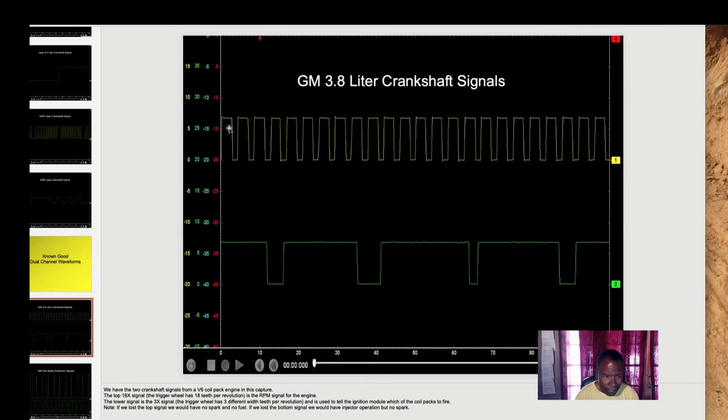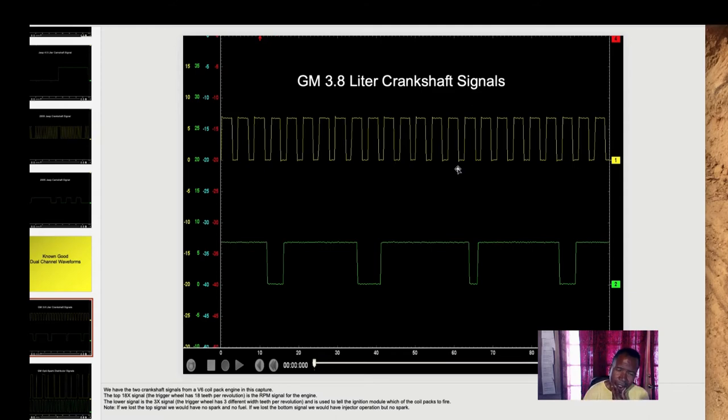You can see it's going, I think, from 7 volts towards ground and repeats itself. You can see it's all nice repetitive signals. All the teeth are cut the same. That's called the 18X signal. This is a crank input.